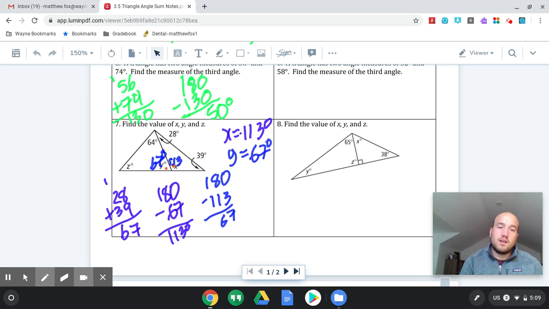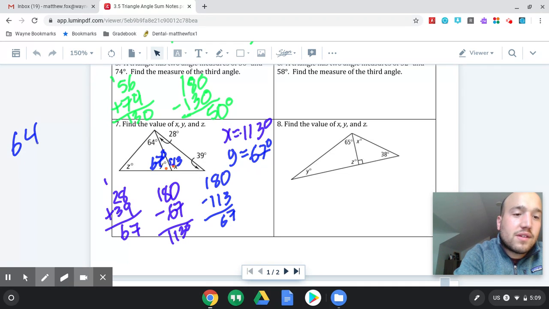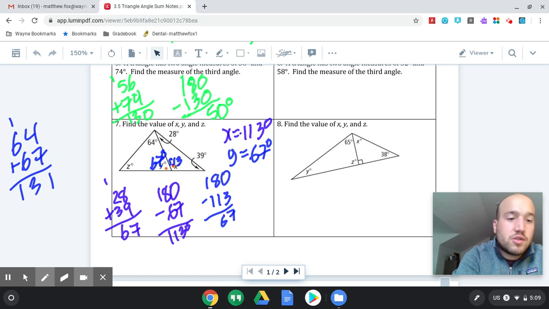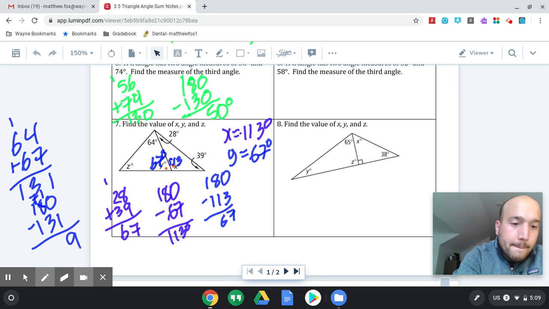Okay, from here, I know we're kind of running out of room, so I'll go over to the left. All we have to do, we have 64 plus 67. If we add that up, we're going to get 131. We can subtract that from 180, and we'll be left with what our value of z is. So we have to borrow, and we're left with 49 degrees. That is what we get z to be.